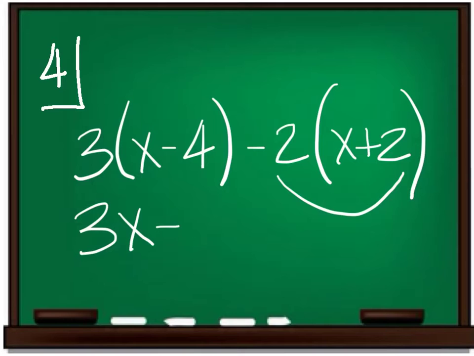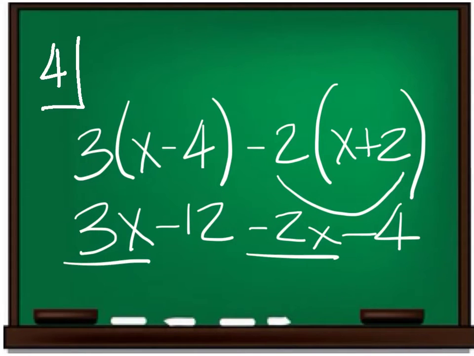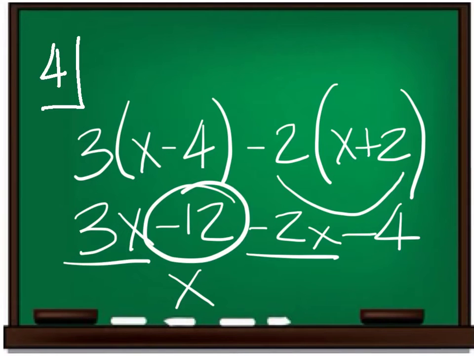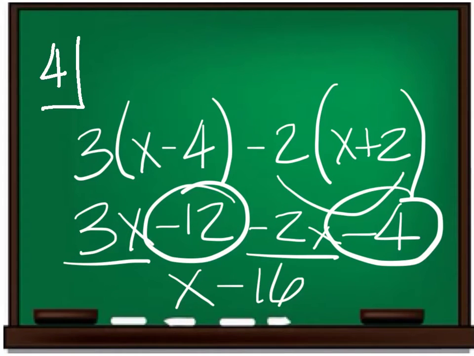This should be 3x minus 12 minus 2x minus 4. That's a 3x minus 2x, which is x. This and this will give you minus 16.